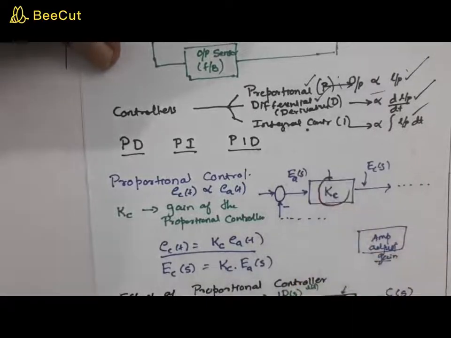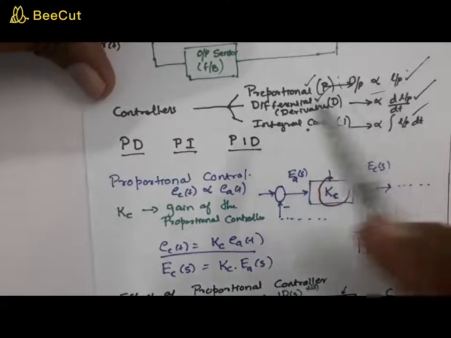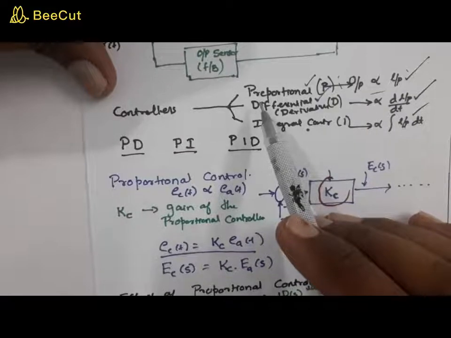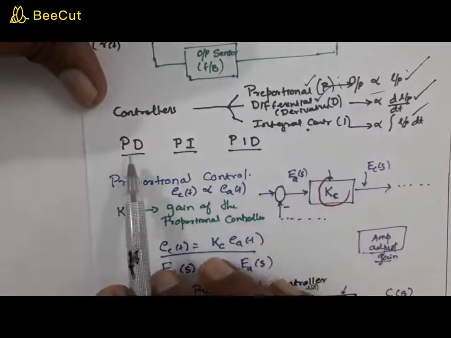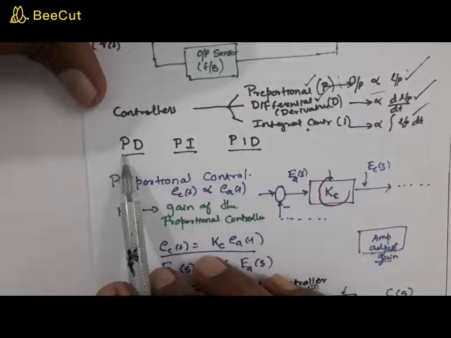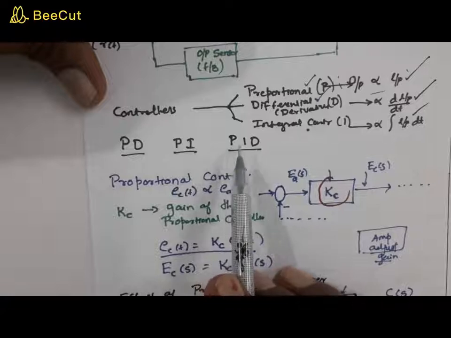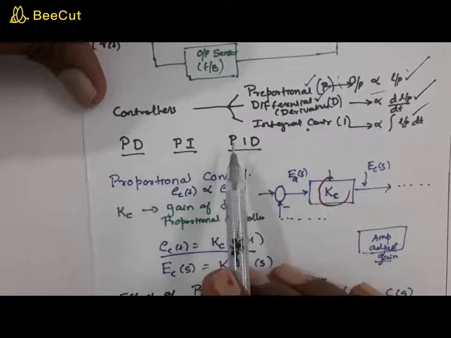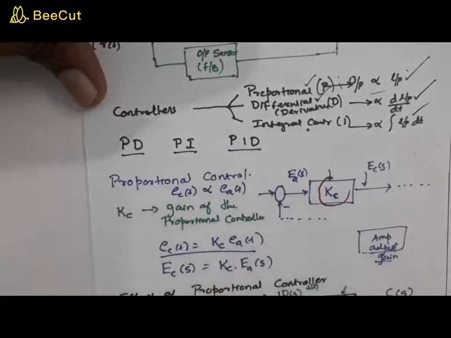Now, for practical purposes, especially in industry, we usually use a combination of these controllers so as to get the advantages of all controllers together. Based on that, you can have three different combinations: a proportional derivative controller, a proportional integral controller, and a proportional integral derivative controller. These are the common combinations used in industry. Okay, so now let's start with the combinations.